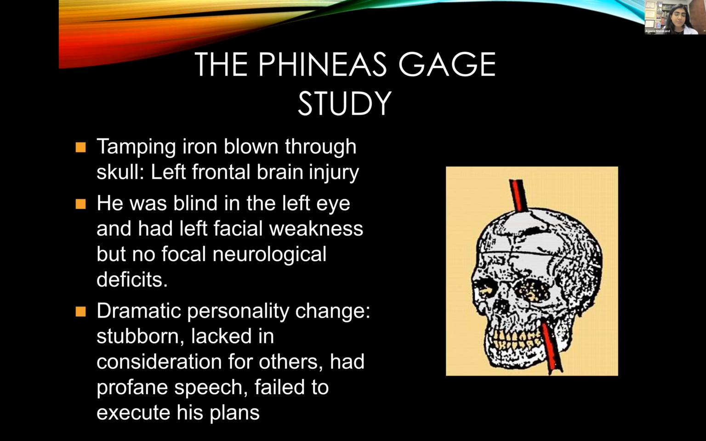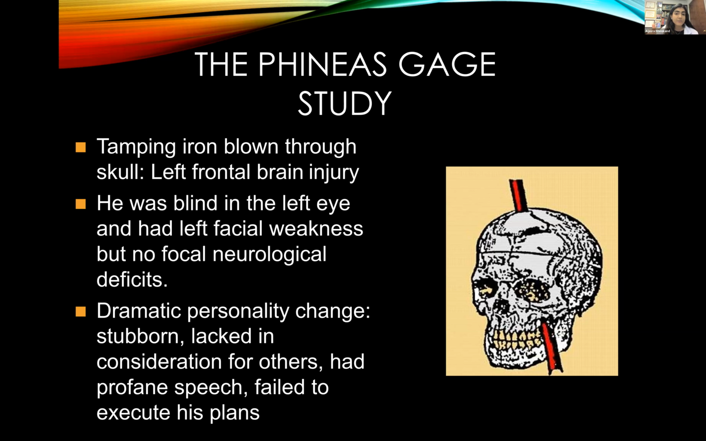So a bit of background about Phineas: he was very friendly, very caring. But after the episode, people around him could notice a certain change in his personality. He became more stubborn, lacked consideration for others, had profane speech, and failed to execute his plans. So that was really interesting for neuropsychiatrists at that time, to realize that different parts of the brain control different things, and it's the frontal lobe which is responsible for a large part of our personality.